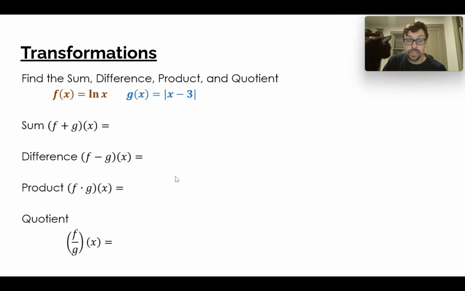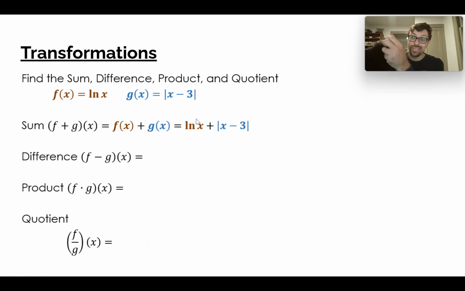In this example, there's even less to be done. So we do f of x plus g of x with ln of x and the absolute value of x minus 3. We want to separately add those two together: ln of x plus the absolute value. Those two operations can't go together, so they're just going to stay separate.